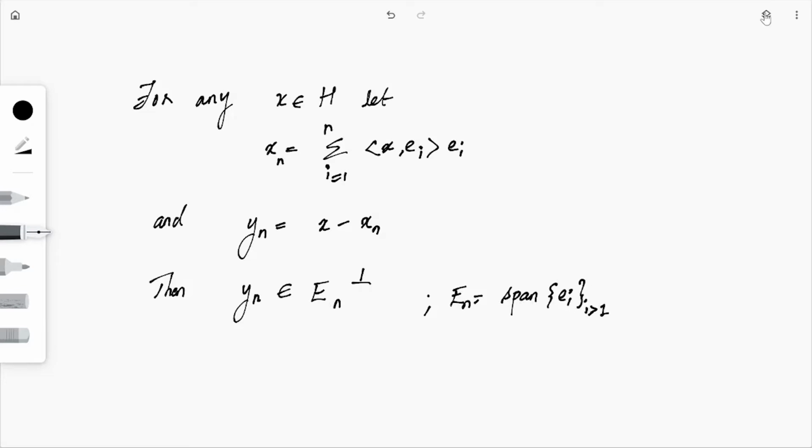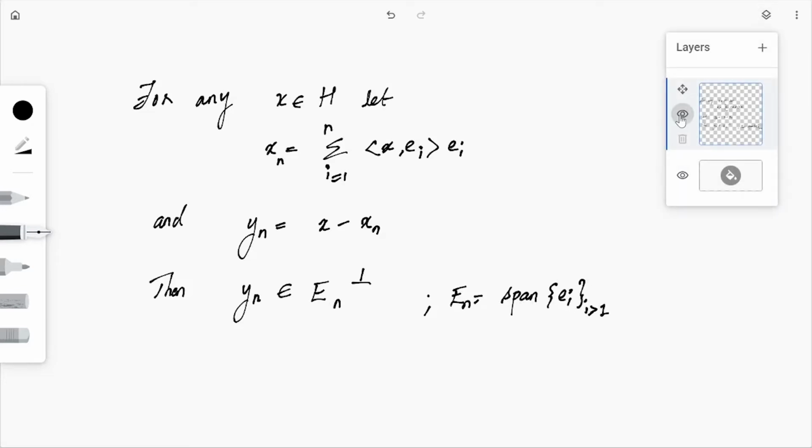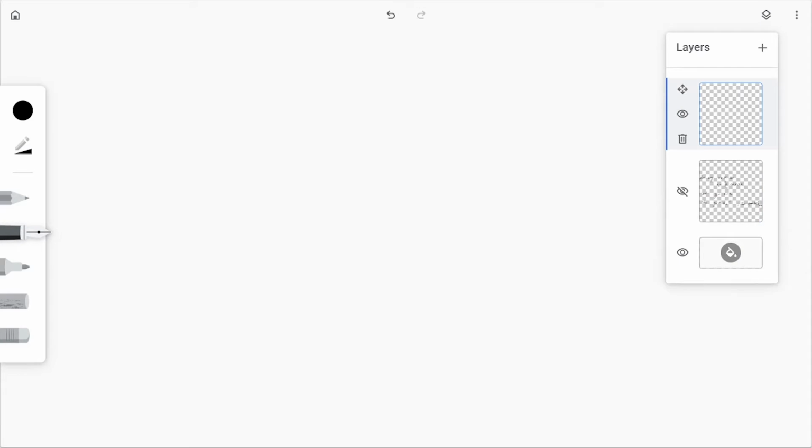So how can we prove that? Let's see how the statement is true. Now let us take yₙ and an element of the span of that set, say eⱼ.